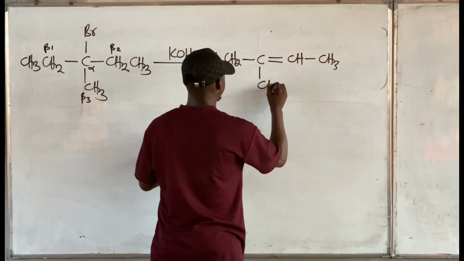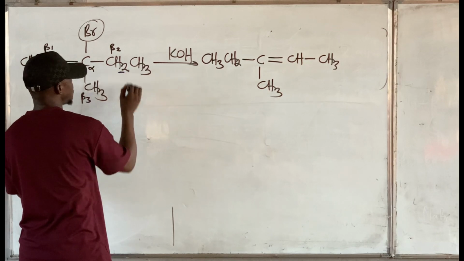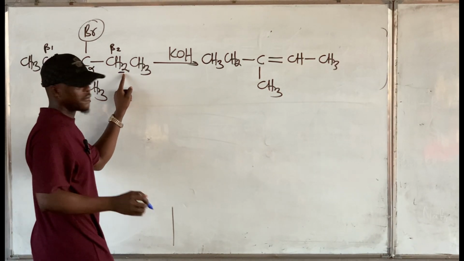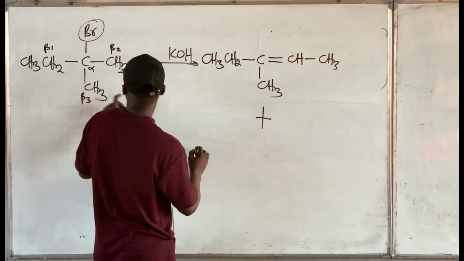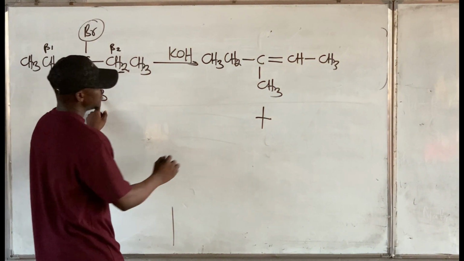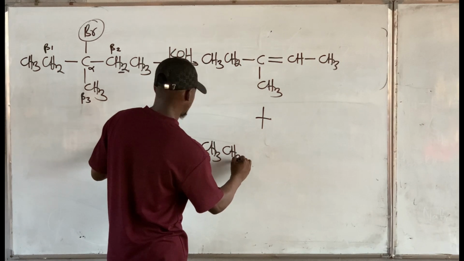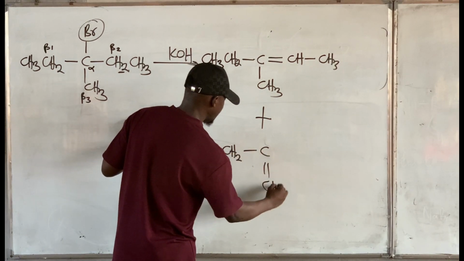and then we have CH3. So here we have Br and what? Removing H from here, plus coming back, remove Br from here and from here too. So we have CH3, CH2. Please be very careful.